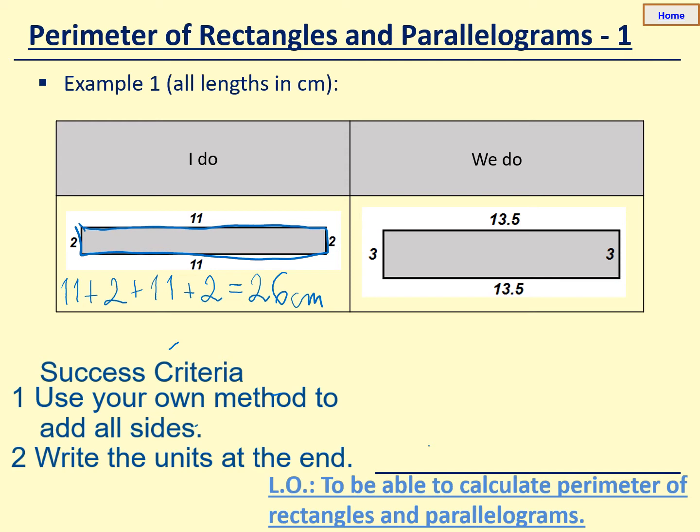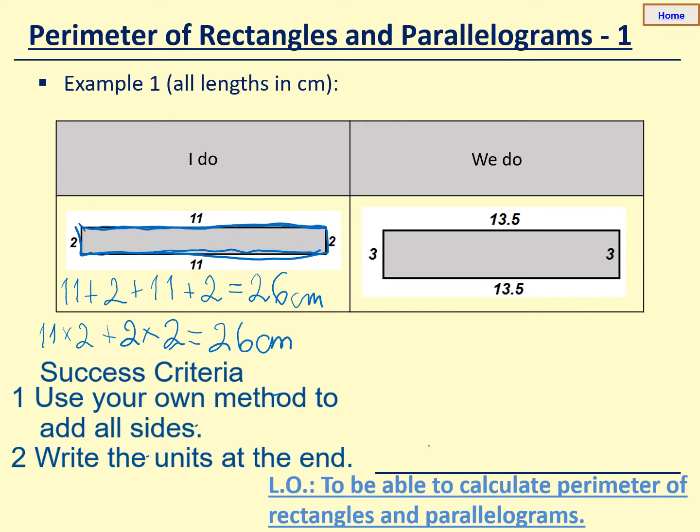The other way would be to notice that the parallel sides are equal. Parallel are those lines that go along each other and never meet. They lie down in the same direction. So then I can double each side. So I've got two sides of 11 and add two sides of the length 2 centimeters. That is 22 plus 4, which is 26 centimeters.